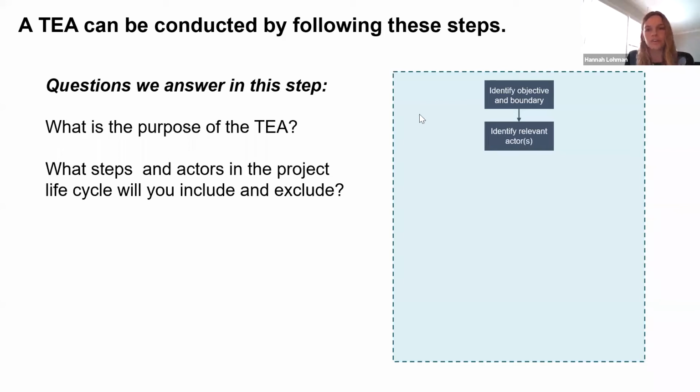And so the first couple steps are to identify the objective and system boundary of the TEA and also identify the relevant actors. And so in these steps, some questions that we might answer are, what is the purpose of the TEA? Why are we conducting this? What steps and actors will we include? What steps and actors will we exclude? And so those are some things that you think about in this step.